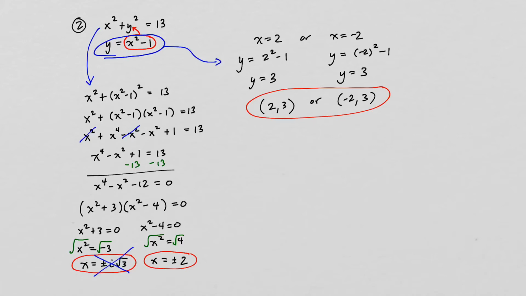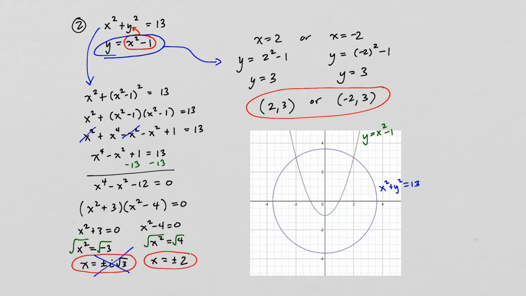Now, once again, I'm going to bring in the graph just to verify, just to show you that it actually makes sense. So let's bring in that graph. Okay, so here are those graphs. Y equals x squared minus 1 is this parabola here, and x squared plus y squared equals 13 is this circle here. We can see very clearly we have a point of intersection here, which occurs at the point 2, 3, and another point of intersection over here, which occurs at the point negative 2, 3. Those are consistent with what we found algebraically.